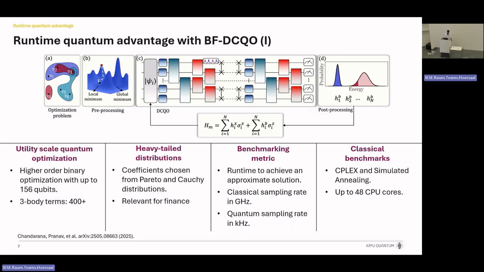As I mentioned earlier, the problem that we considered is higher order unconstrained binary optimization. It's an extended version of QUBO. In QUBO, what you have is a quadratic term. Here we go beyond quadratic. We have cubic terms or fourth order terms. But in this example, we consider cubic terms, with around 400 plus cubic terms in our Hamiltonian. And this Hamiltonian was designed in such a way that you can utilize the hardware fully.